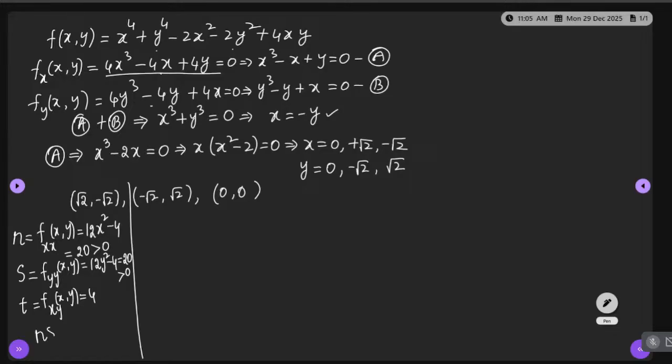Rs minus t square. What is Rs? 20 into 20, 400 minus 16, positive. This is positive, R is positive. You are getting minima. You are getting minima at the point root 2, minus root 2.